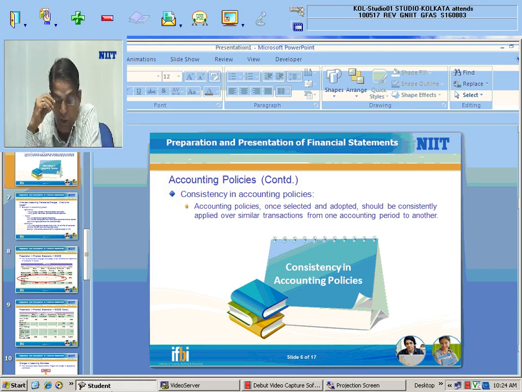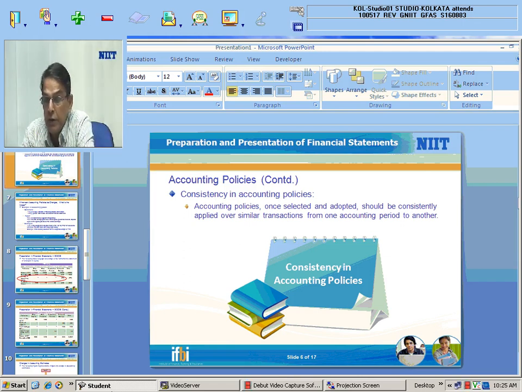So the entity has some discretion in selecting and adopting accounting policies, but once a particular accounting policy relating to a particular matter has been selected and adopted, the same accounting policy should be consistently applied over similar transactions from one accounting period to another. This is a consistency requirement; consistency in accounting policies must be maintained. Once selected, accounting policies must be applied consistently for similar transactions, other events and conditions, unless a standard or interpretation specifically otherwise requires or permits categorization of items for which different policies may be appropriate. If a standard or interpretation requires or permits such categorization, an appropriate accounting policy shall again be selected and applied consistently to each category.